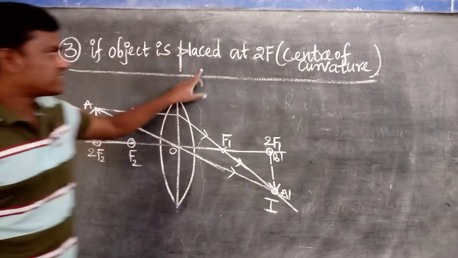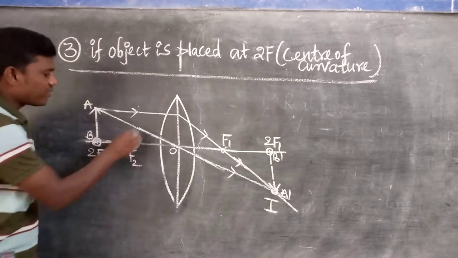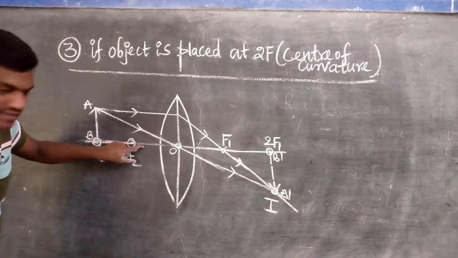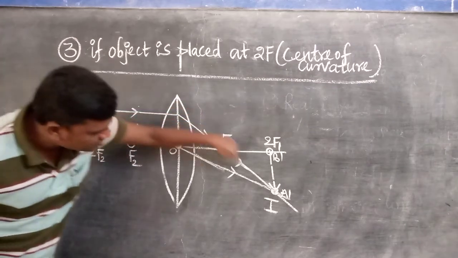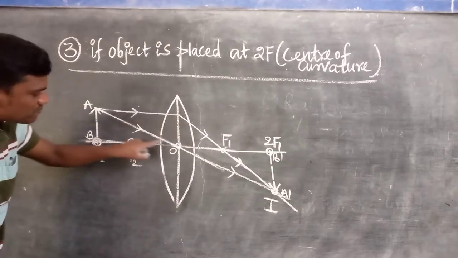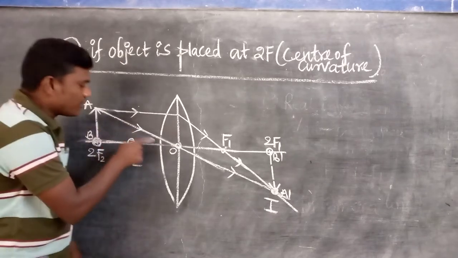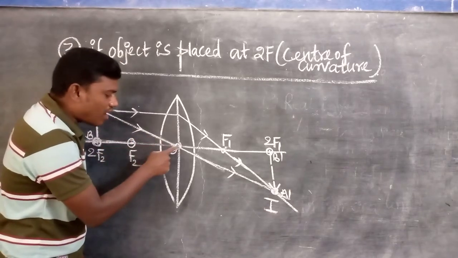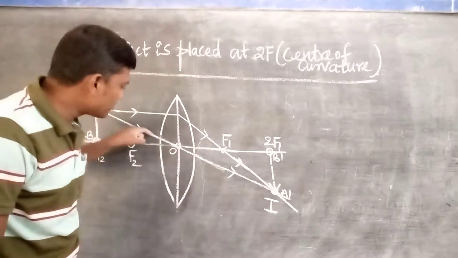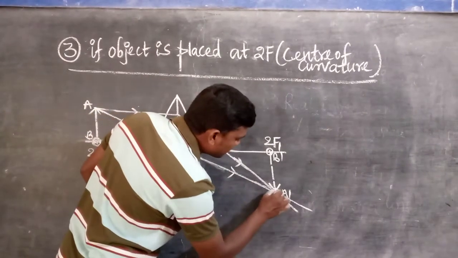Listen very carefully. If an object is placed at 2f or at the center of curvature, how many rays do we consider? Two rays. One ray is parallel to the principal axis. After the refraction, it must pass through the focus on the other side. Next, another ray we consider is passing through the optic center obliquely. We know that if the incident ray passes through the optic center obliquely, after the refraction it is undeviated. That is why it goes without any deviation. So after the refraction, the two rays meet at this point.